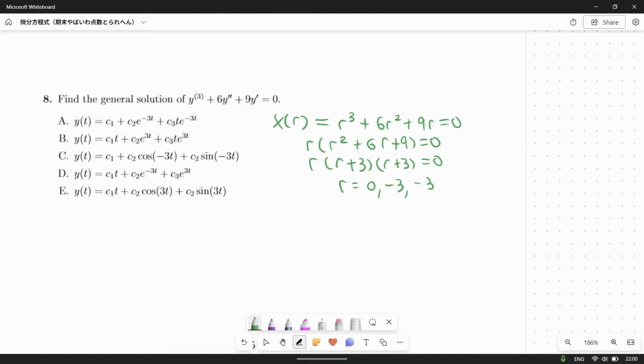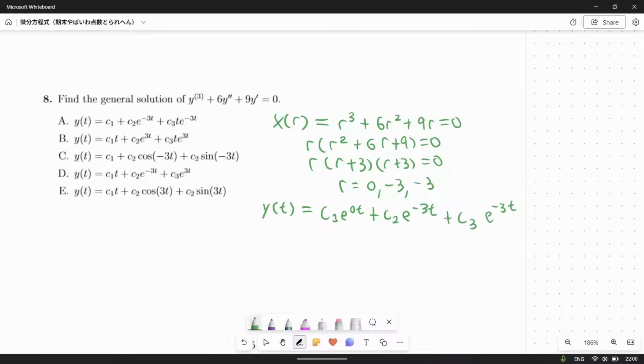So from here we can come up with our terms for our general solution. So we can say that y of t is going to be equal to some constant times e to the rt, and the amount of terms you have is dependent on how many r values we have. So we have 3 r values, so we'll have 3 terms. So we'll end up with something that looks like c sub 1 times e to the 0t plus c sub 2 times e to the negative 3t plus c sub 3 times e to the negative 3t.